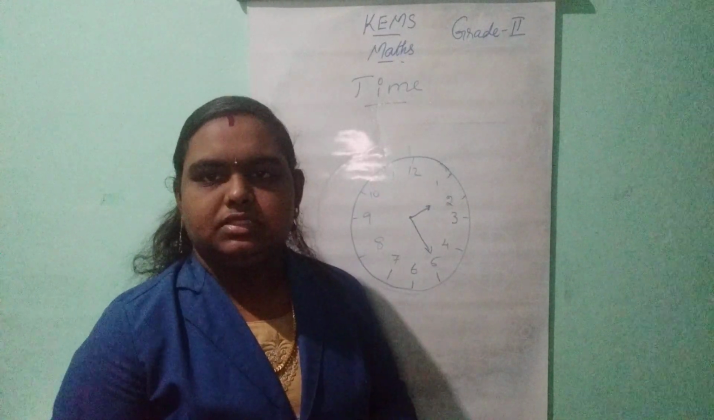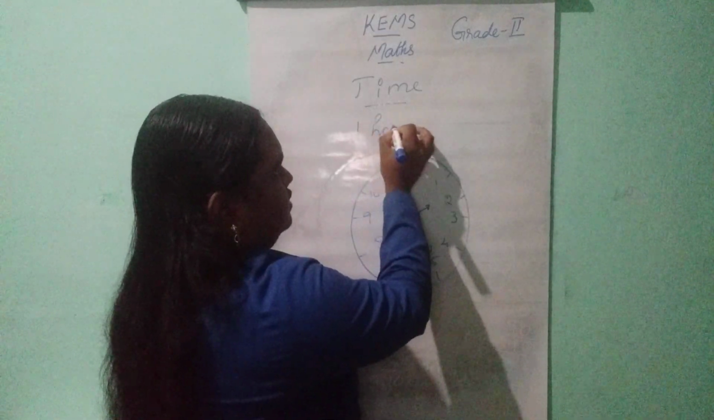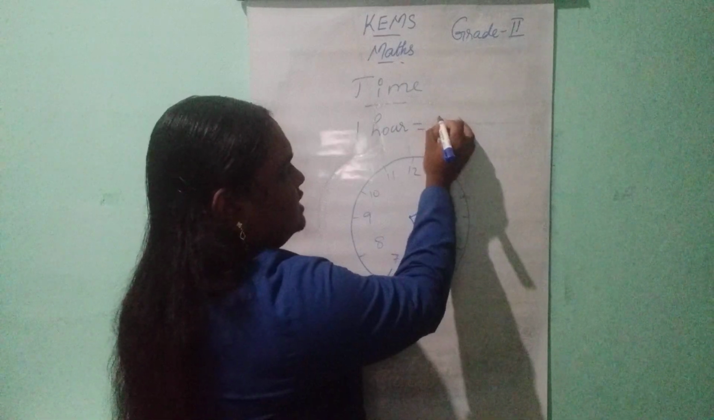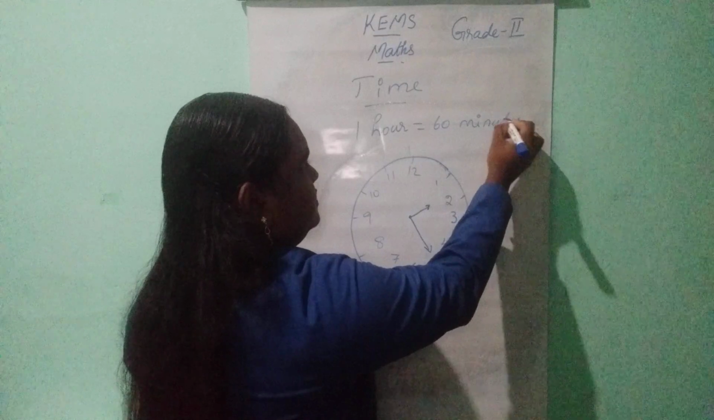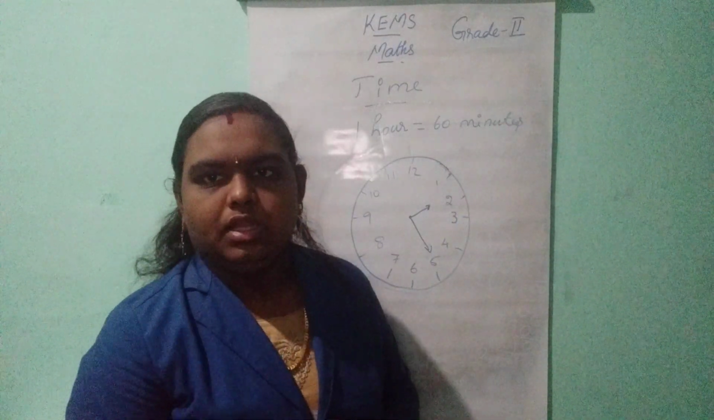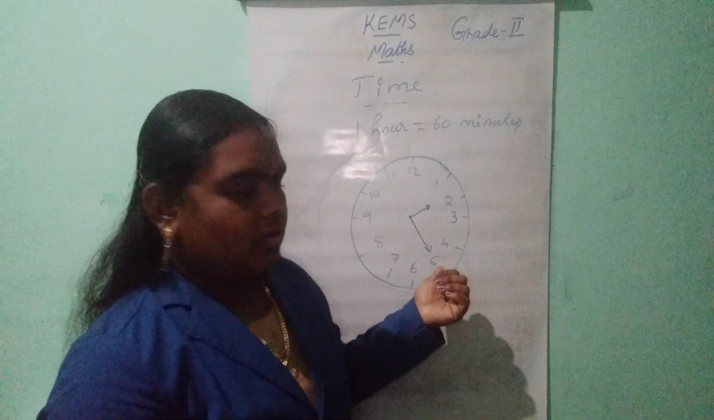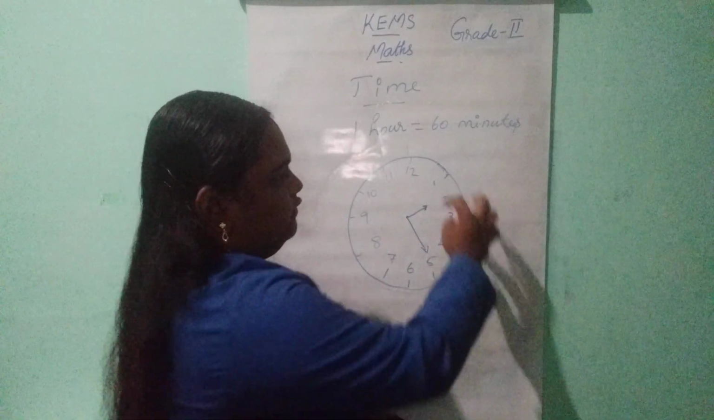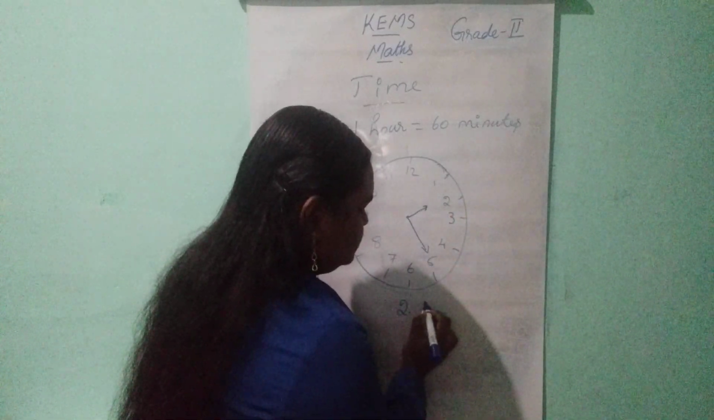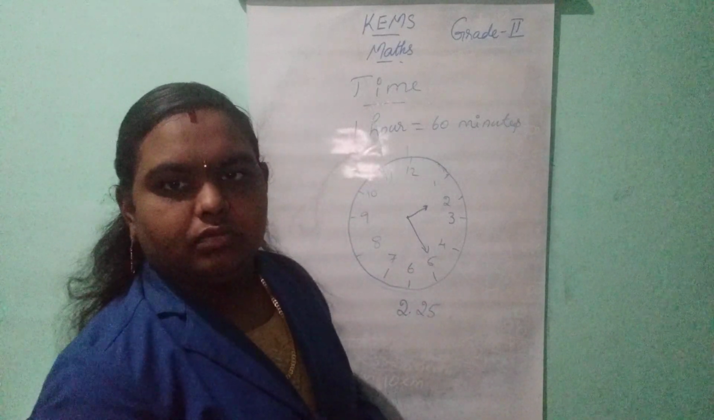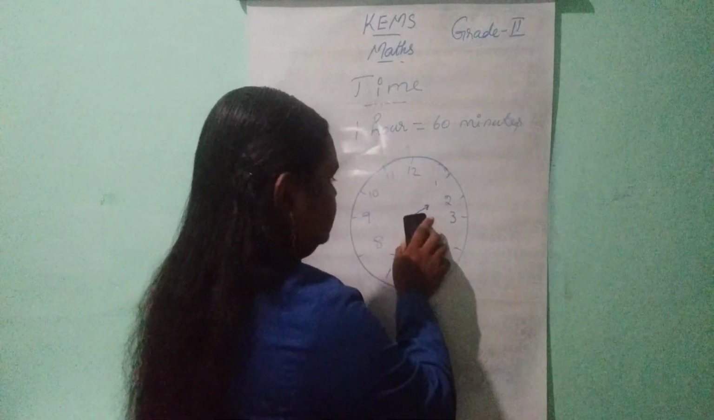So 1 hour is calculated as 60 minutes. 60 minutes we call 1 hour. Then the 2 and 5 we call 25: 5, 10, 15, 20, 25. So the time is 2:25. What is the time? 2:25.